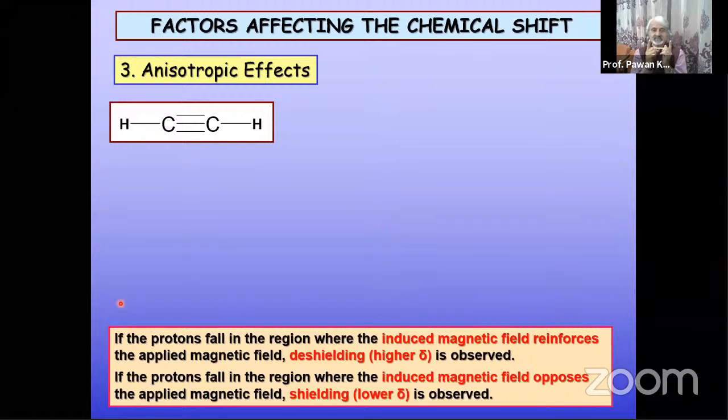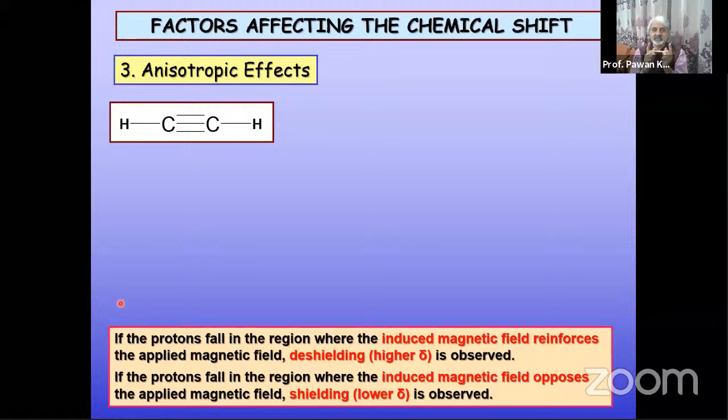Now, coming to acetylene. In the case of ethynes or acetylenes, you see again we have carbon-carbon. We have a p orbital like this, perpendicular, let us say, and another set of p orbitals perpendicular to it. So let us say the y-axis and x-axis both have p orbitals. So with the result, what can happen?